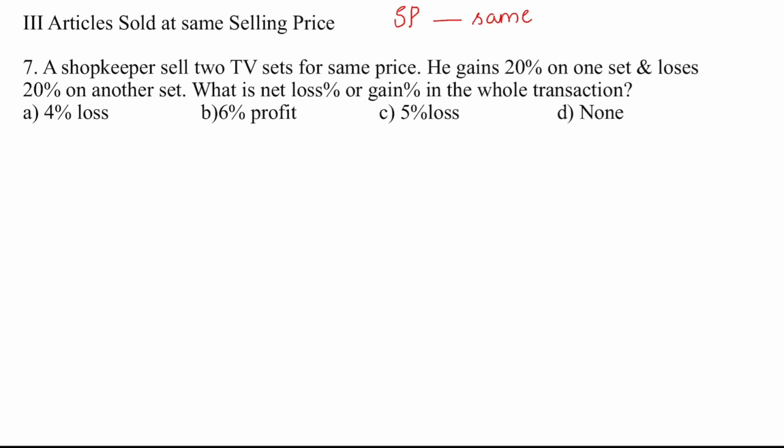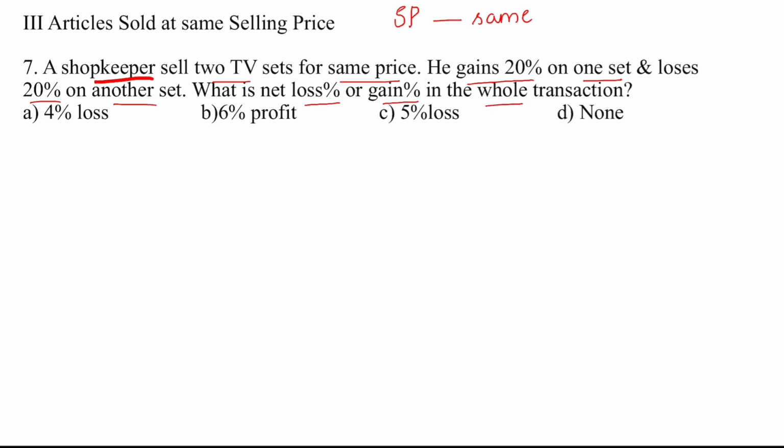A shopkeeper sells 2 TV sets for same price. A shopkeeper is selling 2 TV sets for same price. He gains 20% on one set and loses 20% on another set. So what is net loss percent or gain percent in the whole?